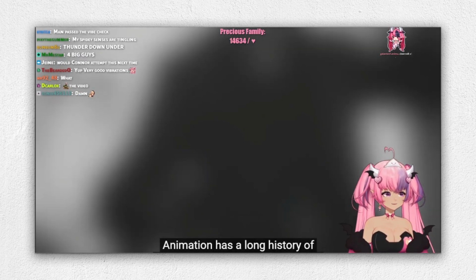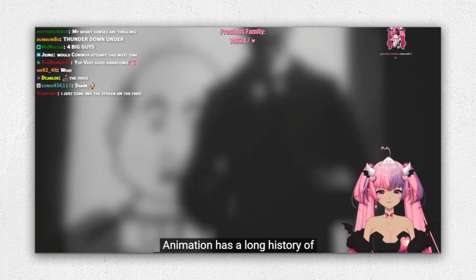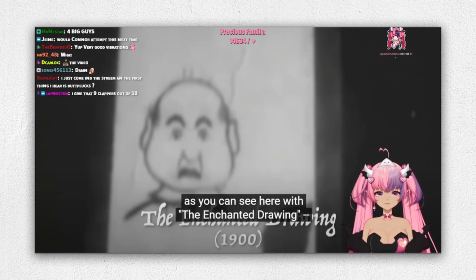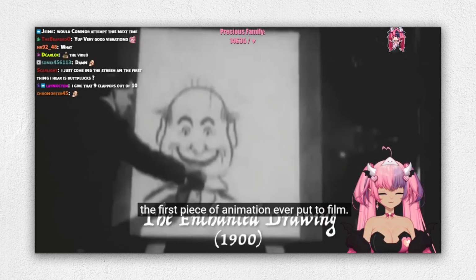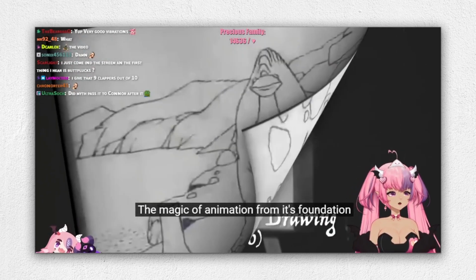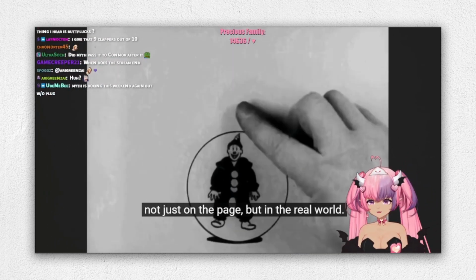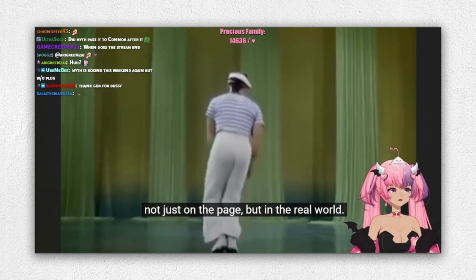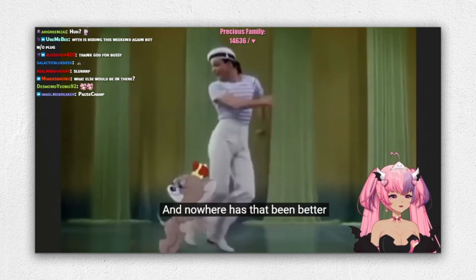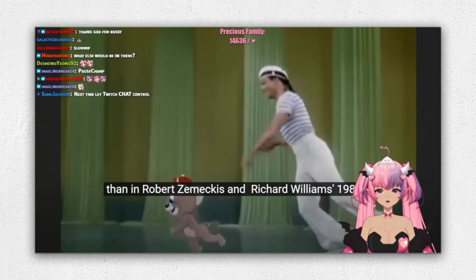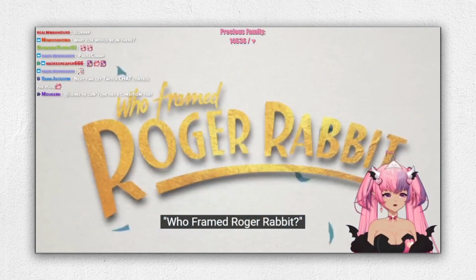Animation has a long history of sharing the screen with live action, as you can see here with the Enchanted Drawing, the first piece of animation ever put to film. The magic of animation from its foundation was about bringing these two-dimensional characters to life, not just on the page, but in the real world. And nowhere has that been done better than in Robert Zemeckis and Richard Williams' 1988 film, Who Framed Roger Rabbit.